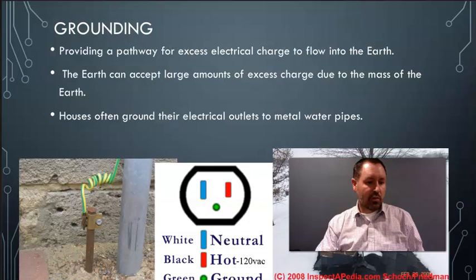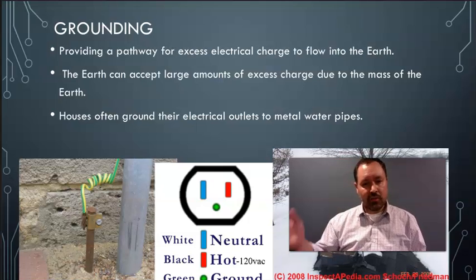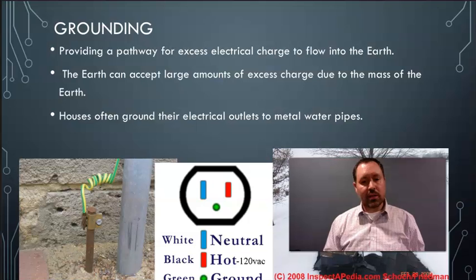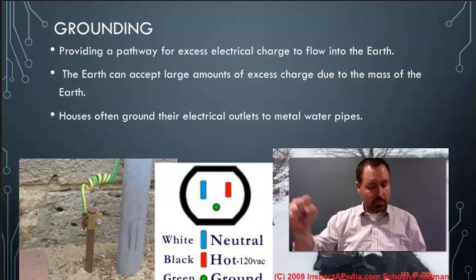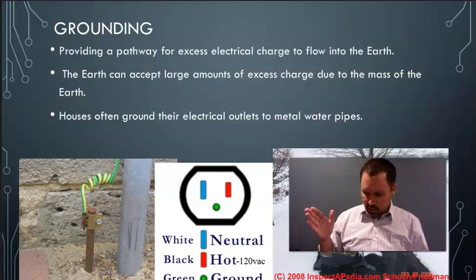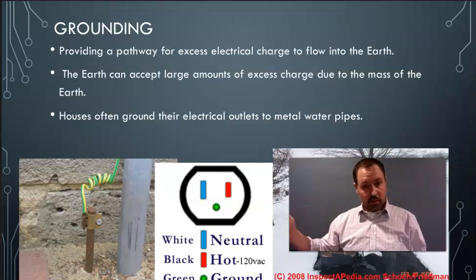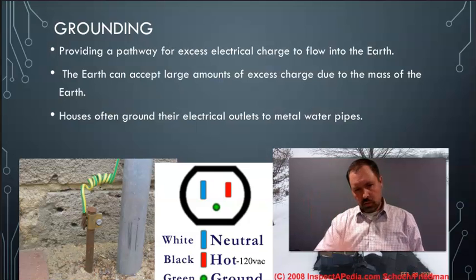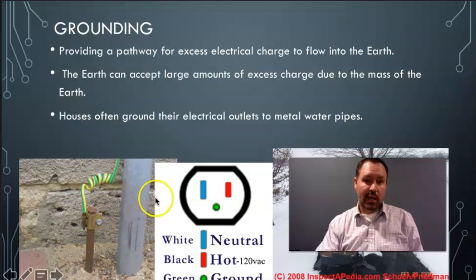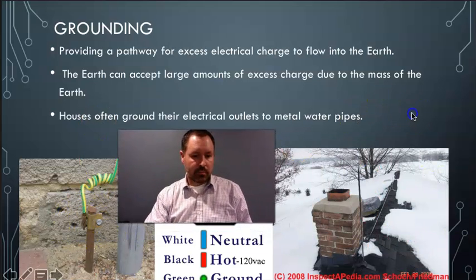Houses often ground their electrical outlets to metal water pipes. So some houses, they have like copper pipes that come into their house, and even the pipes that go out of their house are copper as well. So they ground to those copper pipes. And if there's extra charge, it goes from those pipes straight into the ground. The only danger with that is it's also in your water as well. And you can get electrocuted from your water. So you got to be kind of careful about that. That's why it's better to have a grounding rod like that, which is what I have at my house.